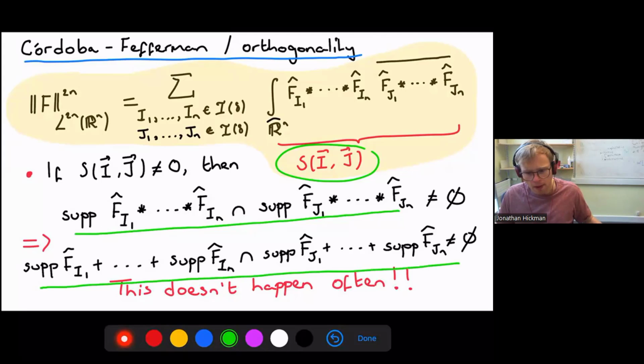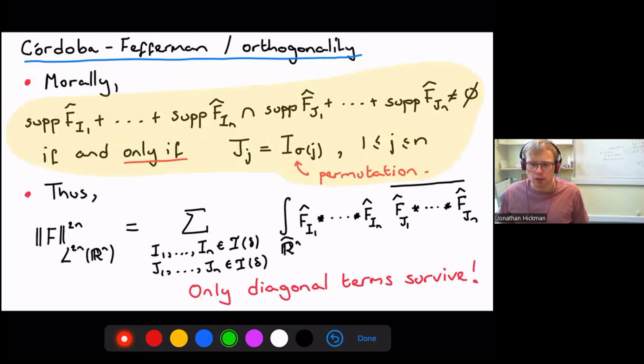This is the key observation here, and what we'll show is that this doesn't happen very often. For a typical choice of intervals I1 up to In and J1 up to Jn, these Minkowski sums will have disjoint support. So only very few of the terms in the highlighted expression will contribute to the sum. More explicitly, morally this is the statement that holds. It isn't quite true, but up to constants it is.